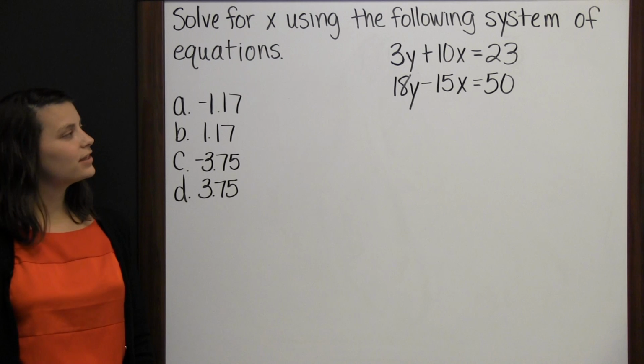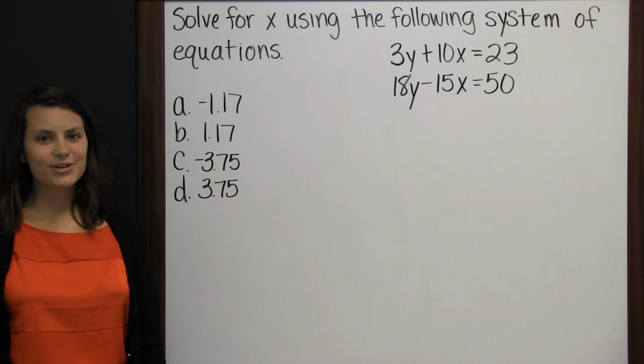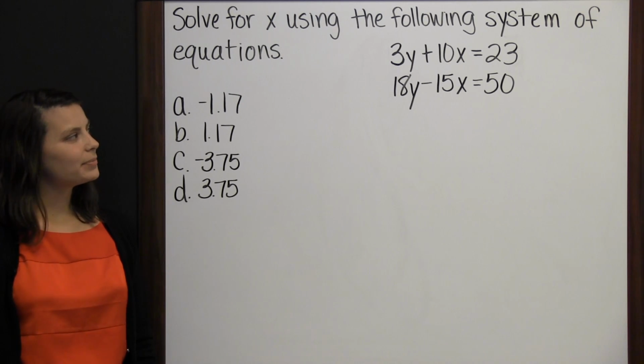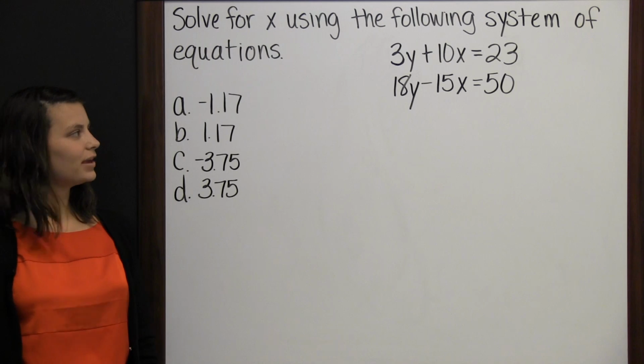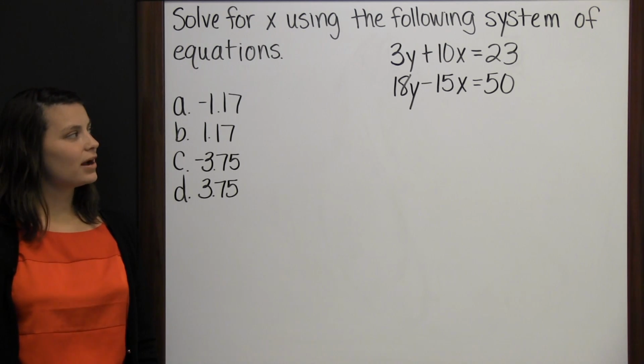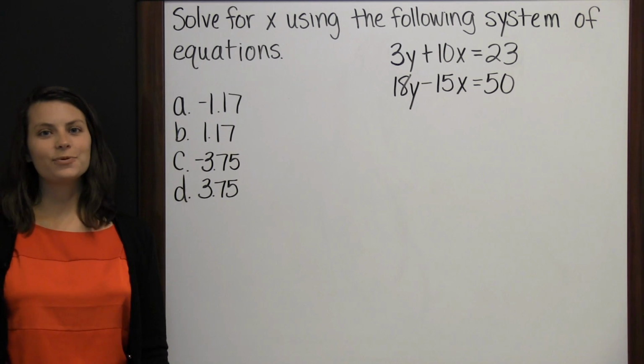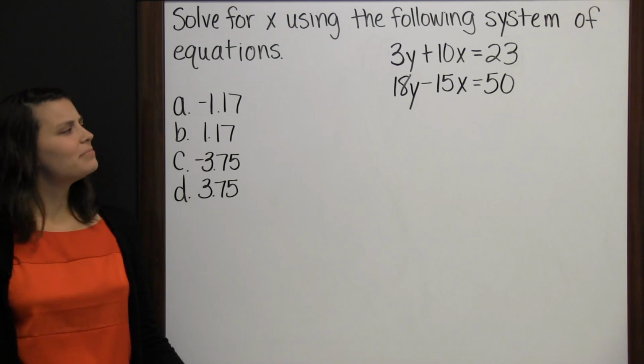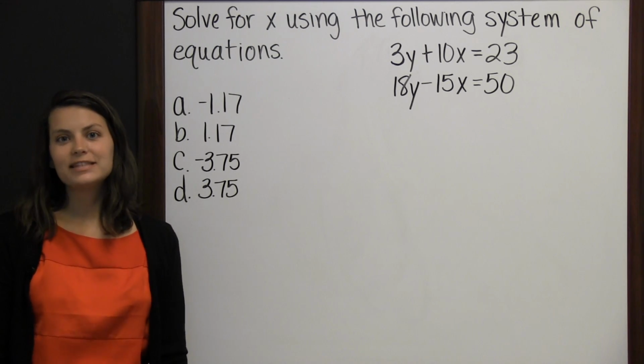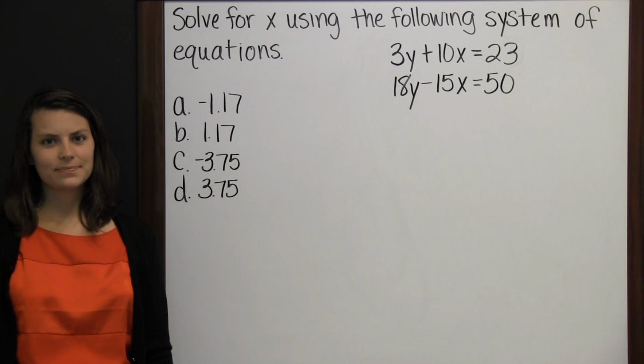Solve for x using the following system of equations. 3y plus 10x equals 23. 18y minus 15x equals 50. There are many different ways to solve a system of equations.